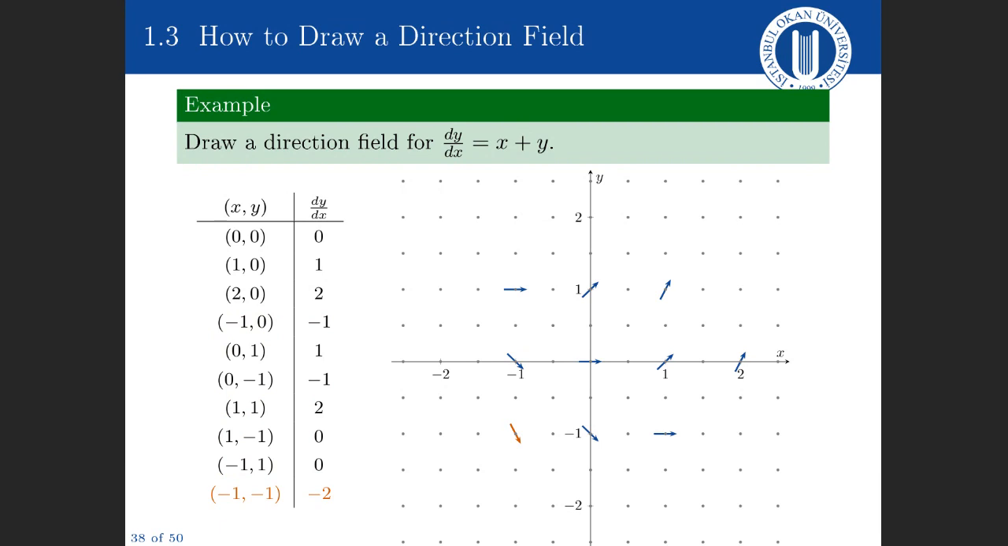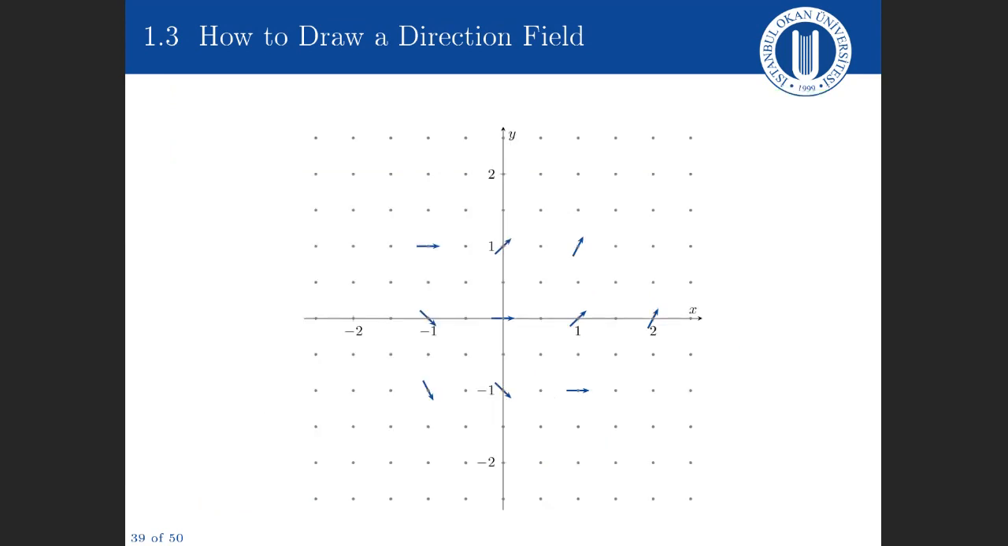At the point (minus 1, minus 1), we do x plus y, and we find that our little arrow must have slope minus 2. Let me clear this up a little bit. So far, I've calculated the slopes at 10 points, and I've drawn 10 little arrows. I don't need to calculate the slope at all 121 points, because from these 10 little arrows, I can understand what is happening and I can start guessing. I'm going to look for patterns and we're going to make guesses.